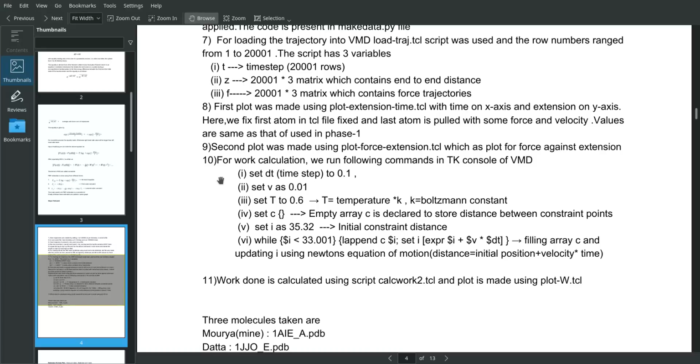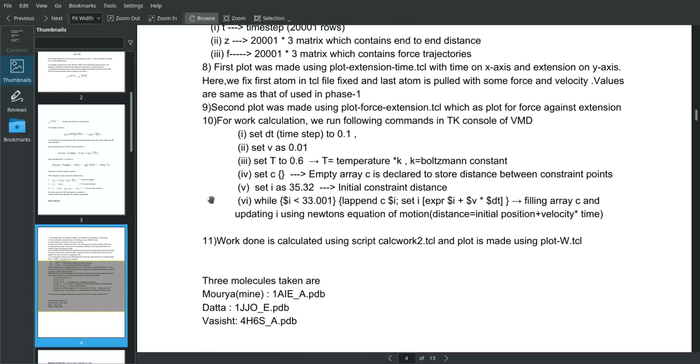For work calculation, we run the following commands in the Tk console of VMD. We are setting the time step to 0.1 and V to 0.01, and setting T to 0.6. Here T is temperature with the Boltzmann constant. Now we define an empty array C to store the distance between two constant points, and I have set I as 35.32 as the initial constant distance.